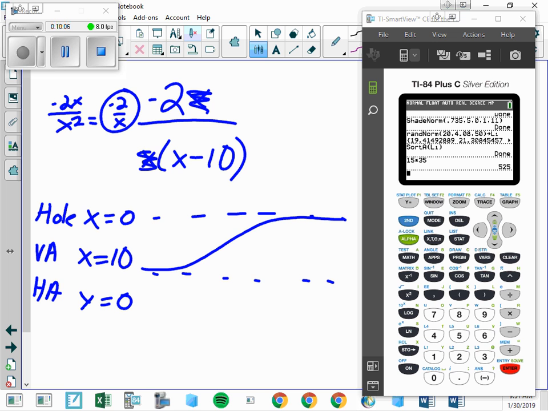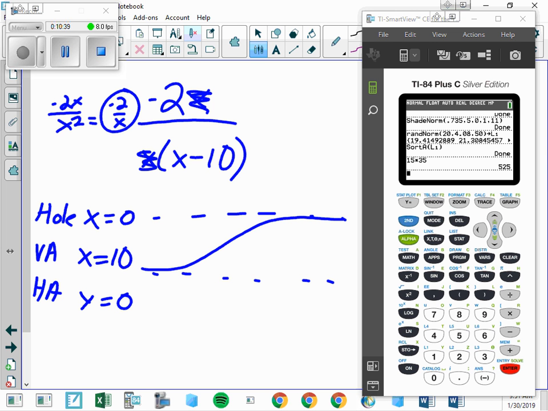As x gets bigger, f of x gets bigger. True or false? False. As x gets bigger, f of x does what? It doesn't get smaller. It approaches 0. There's an HA at 0, so the further to the right we get, the closer we get to y equals 0.